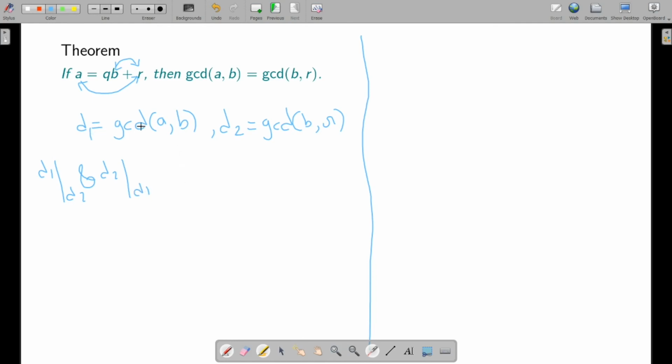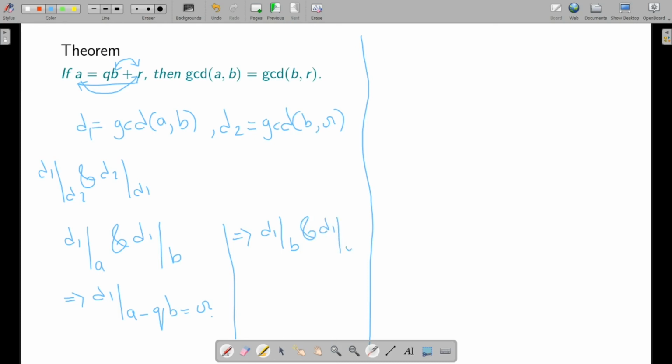What is the meaning of D1 being the GCD of A and B? Since D1 is the GCD of A and B, we will have D1 divides A and D1 divides B. If D1 divides A and D1 divides B, this means that D1 divides any linear combination of A and B, and one of the linear combinations is A minus Q times B, which is R. So this tells me that D1 divides R, and therefore D1 is a common divisor of B and R.